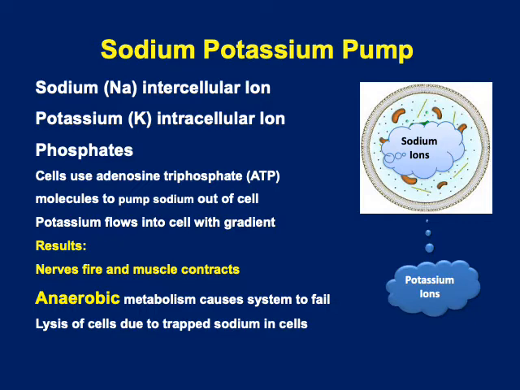And when the cell functions normally, the channels open up and the cell uses the adenosine triphosphate, the energy, to pump the sodium out of the cell. And then potassium flows in kind of passively. And this process of these two ions transferring across the cell membrane causes the cell to perform its function, to do whatever it does. But let's say the cell doesn't have any oxygen.